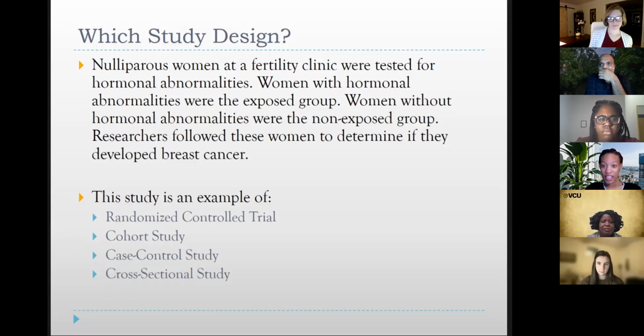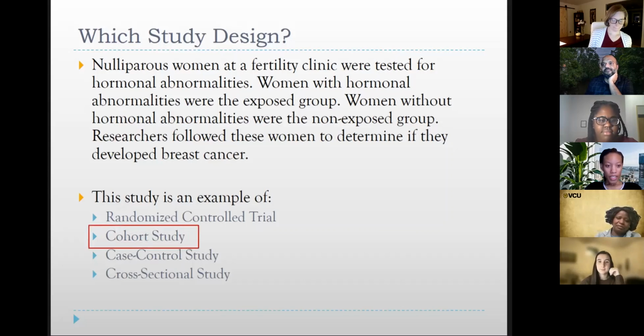All right, so someone says case control, another person says case control, another person says case control. Someone says definitely not RCT or cross-sectional. All right, let's close this up. Actually, this is a cohort study, and I'll say why.